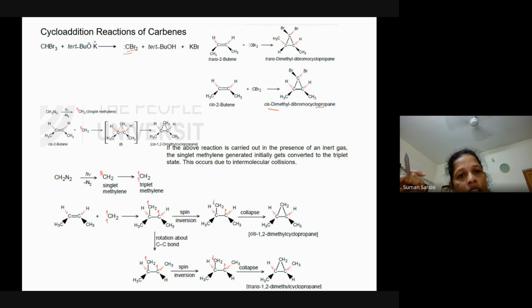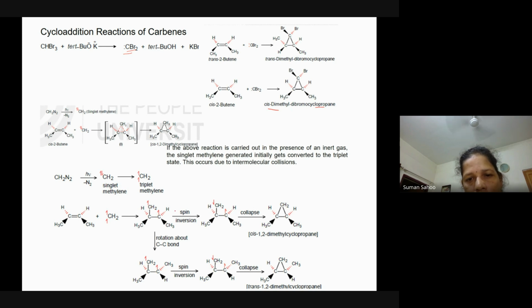When you do this reaction, as you see here, you have a singlet carbene, so both bonds are being added from the same side. When it is carried out in the presence of an inert gas, the carbene gets converted to triplet carbene. So now this is of up spin, this is of down spin. So now these two won't react.